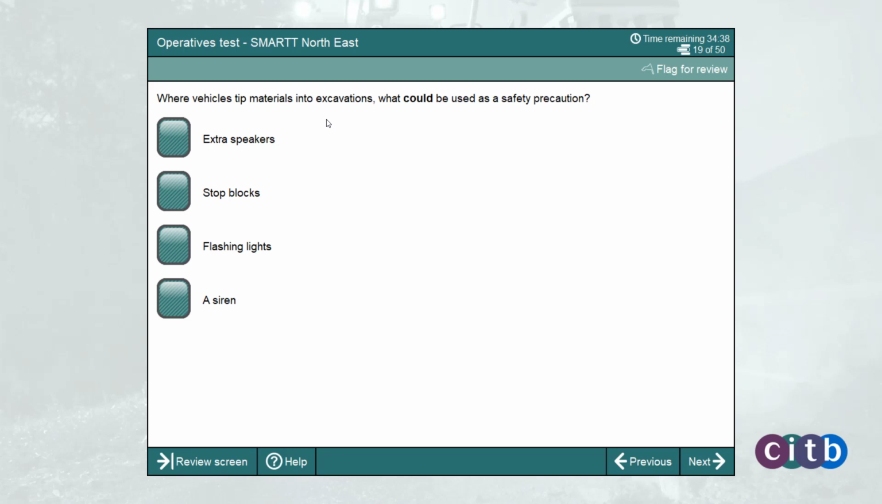Where vehicles tip materials into excavations, what could be used as a safety precaution? Extra speakers. Stop blocks. Flashing lights. A siren.